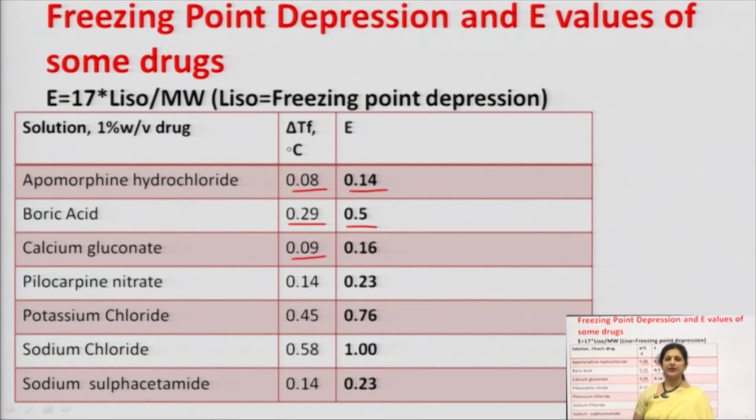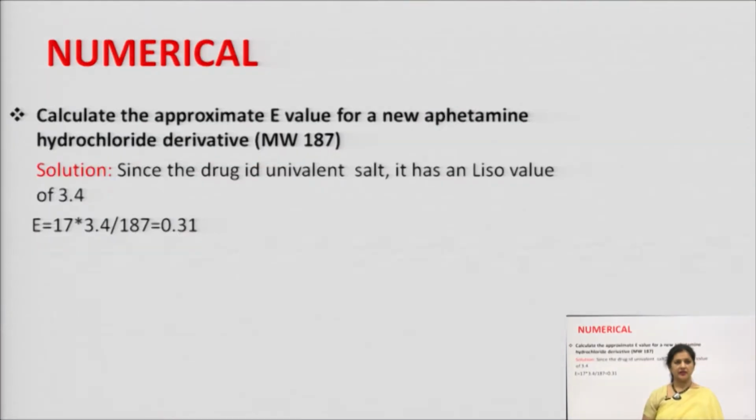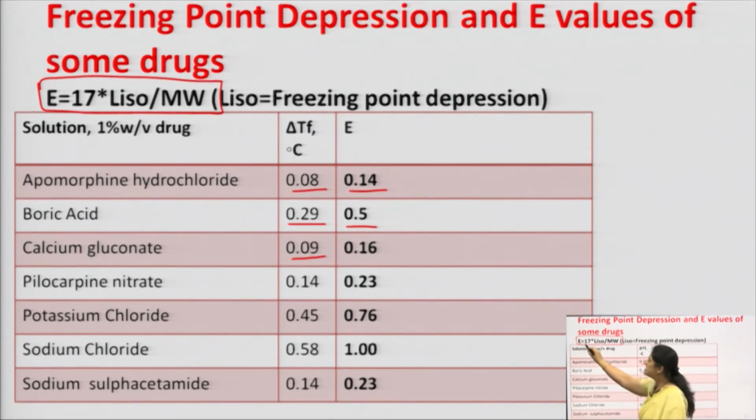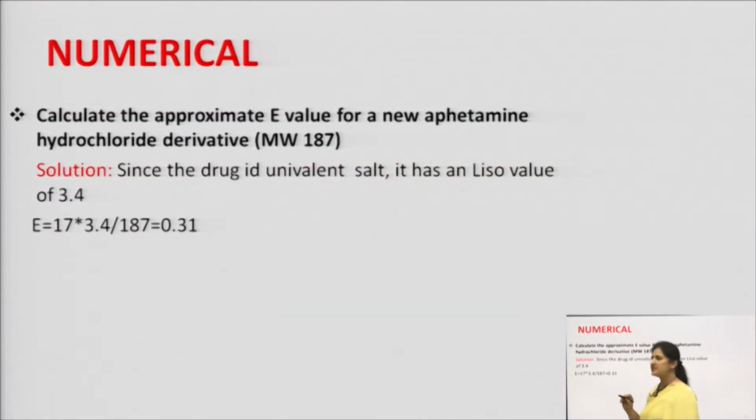The other way is that we can calculate that E value with the help of a formula. This is E is equal to 17 into L-iso upon molecular weight. Let us take another example with the help of a numerical here. Say, calculate the approximate E value for a new amphetamine hydrochloride, that is a drug name derivative, with the molecular weight 187. We used the formula in the previous slide: E is equal to 17 into L-iso upon molecular weight. So, we are going to solve it by this formula itself.